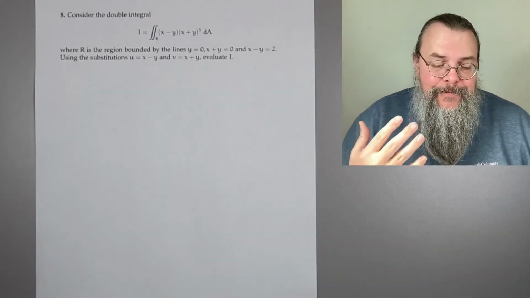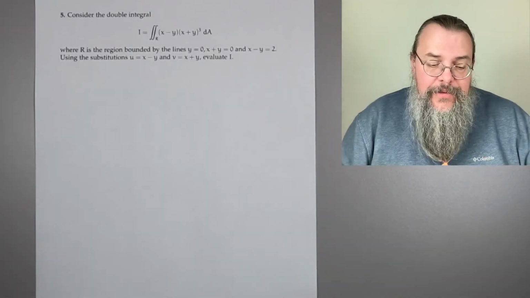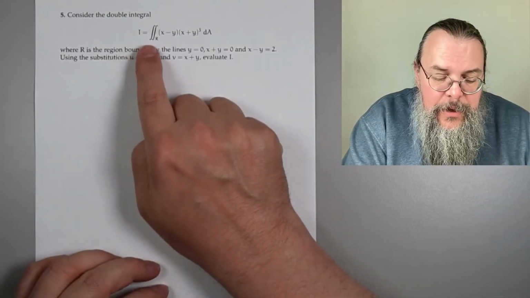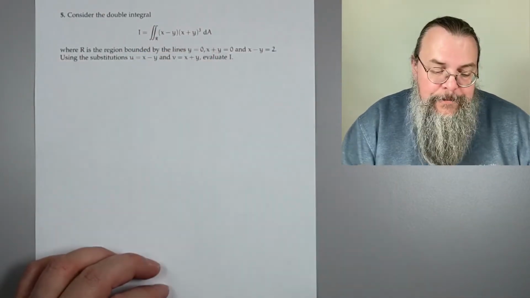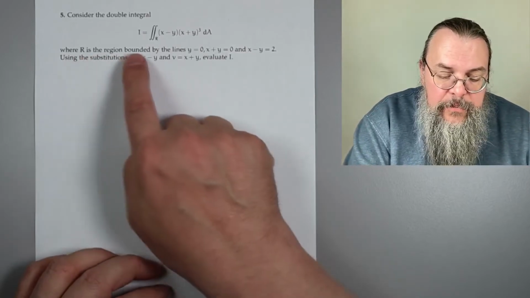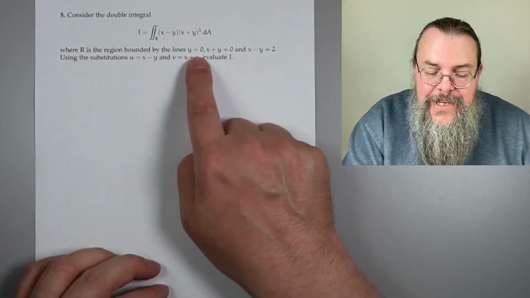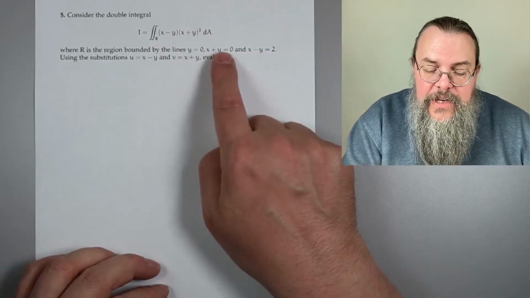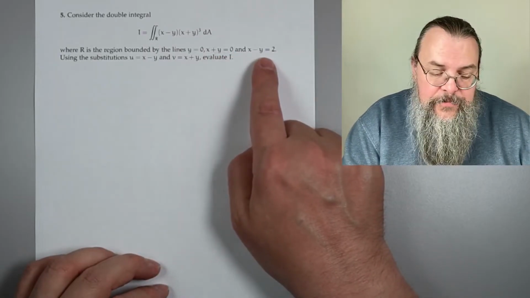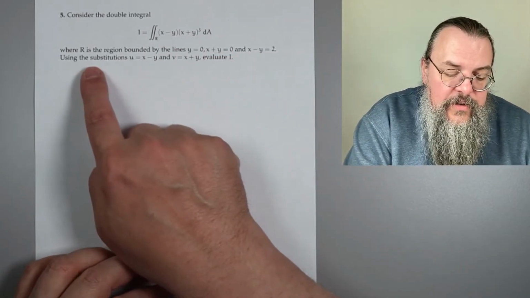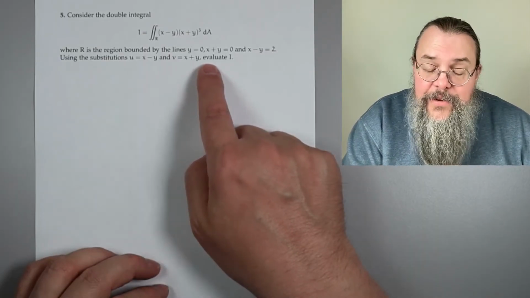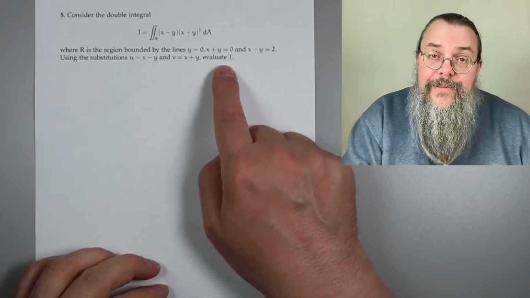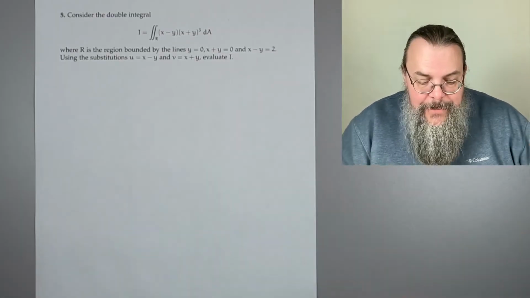Number 5. So we consider this integral. It's a double integral where we have some region, (x minus y) times (x plus y) cubed dA. What's the region? It's bounded by the lines y equals 0, x plus y equals 0, x minus y equals 2. And we're told, using the substitutions u equals x minus y, v equals x plus y, evaluate this integral. Okay, all right, good.